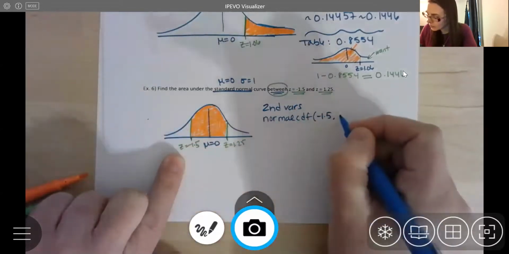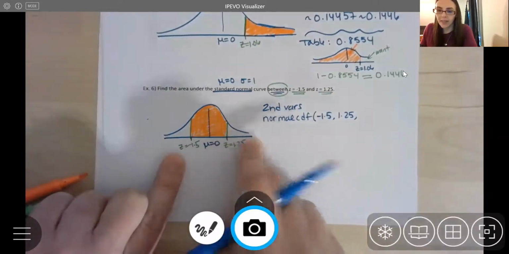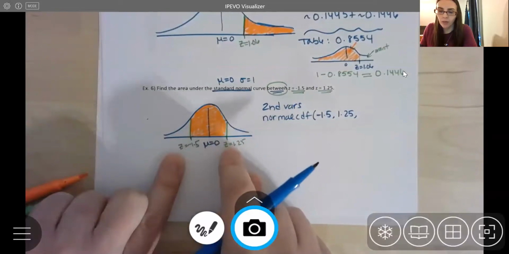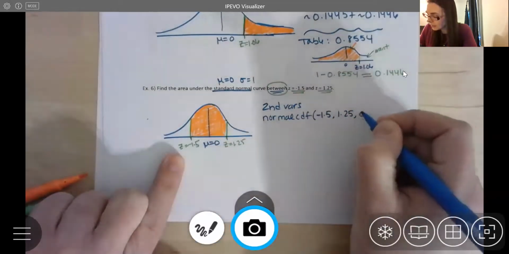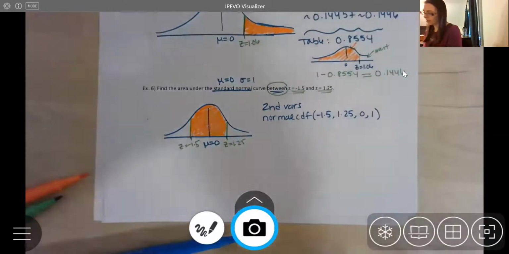My upper value is 1.25. And again, it's not positive infinity. It's not going to the 9s because I'm stopping at 1.25. My mean is 0 and my standard deviation is 1. All right, so let's plug this all in.